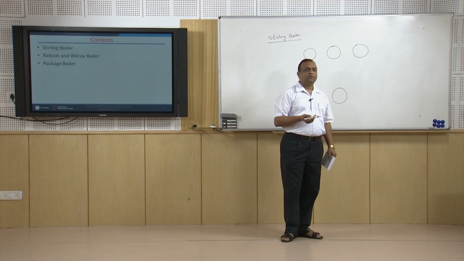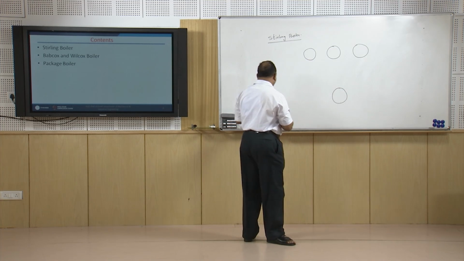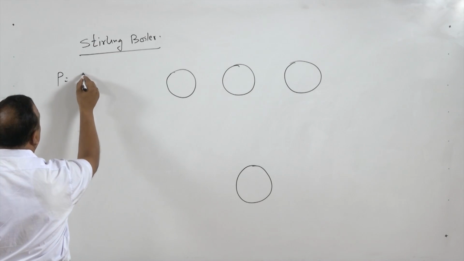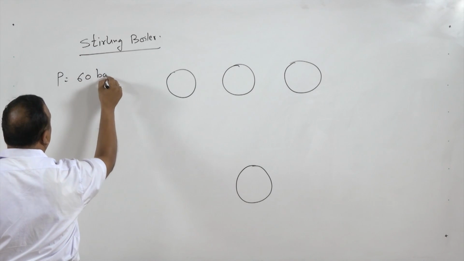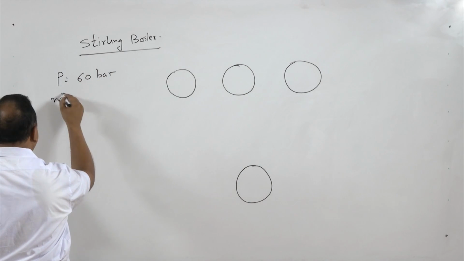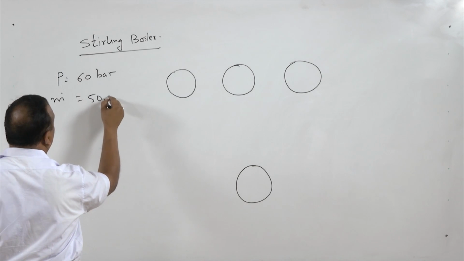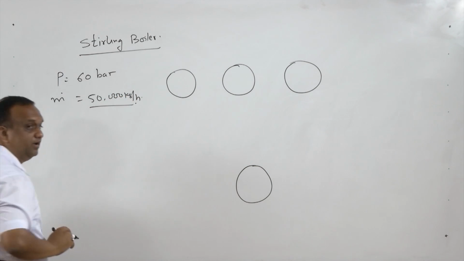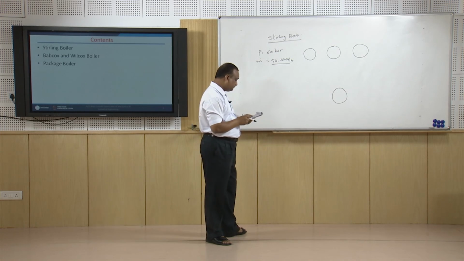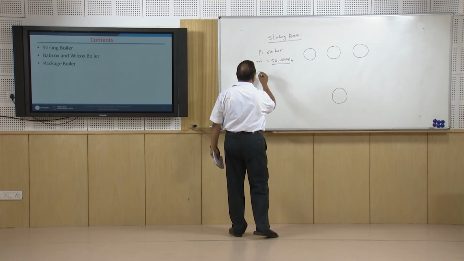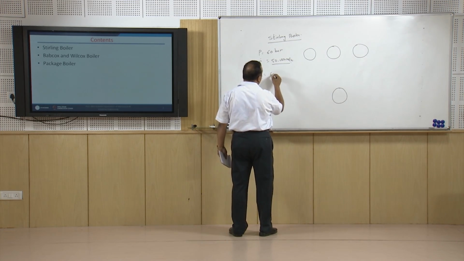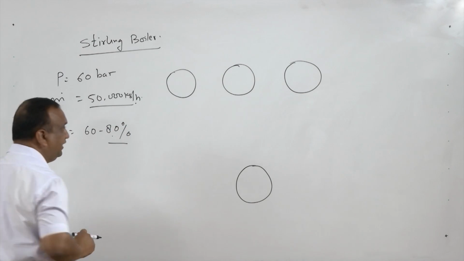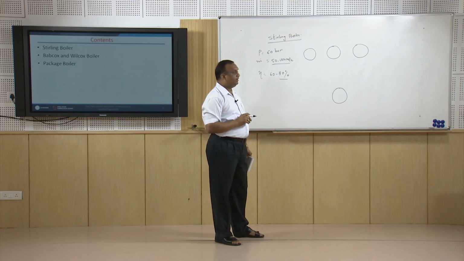the size of the boiler and the amount of steam required, because a typical Stirling boiler can work up to a pressure of 60 bar, and the steam generation rate can be 50,000 kg per hour. It is enormous steam generation, it is a huge boiler. Efficiency of this boiler varies between 60 to 80%. Okay, it can go up to 80% efficiency, right?